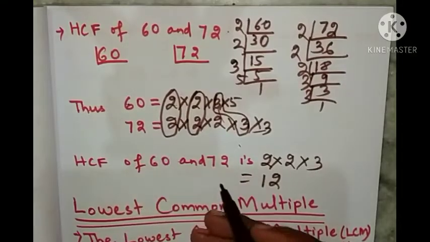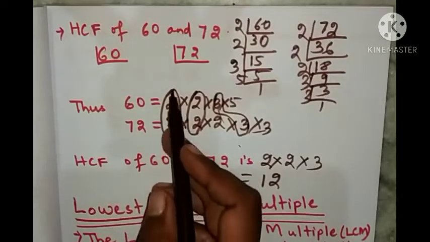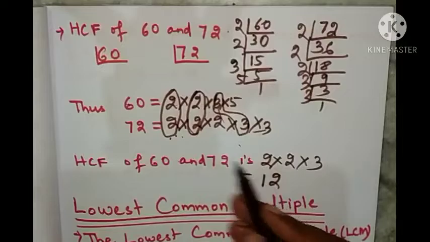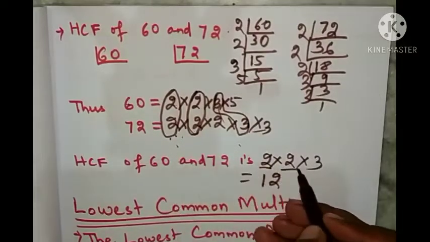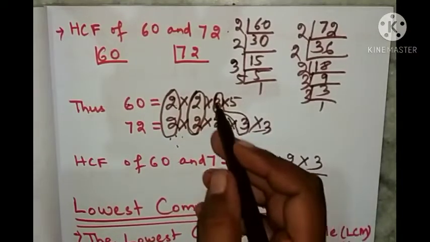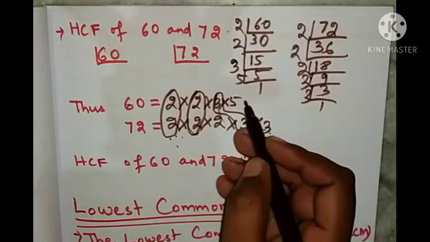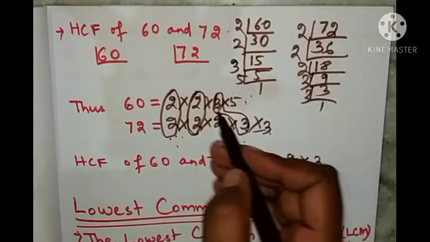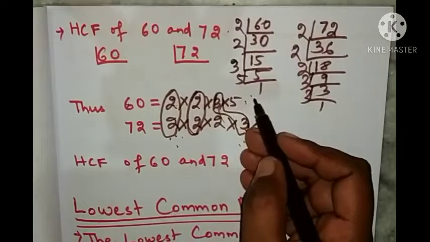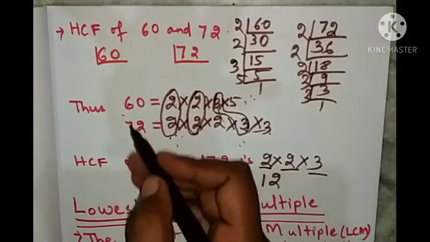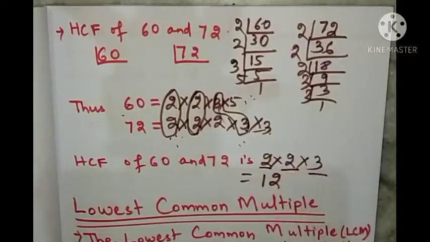Here we found that 2 has come once as a common factor, another 2 has come as a common factor, and 3 has come one time as a common factor. Here another 3 is present in 72, but not in 60, so we cannot write it. Only if a factor is common in both numbers can we write it. If you are given 3 or 4 numbers, you can find it like this too. So this is about highest common factor.